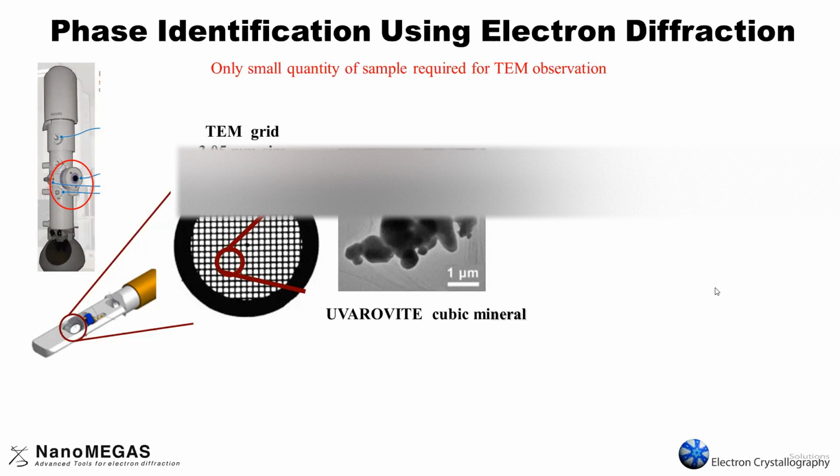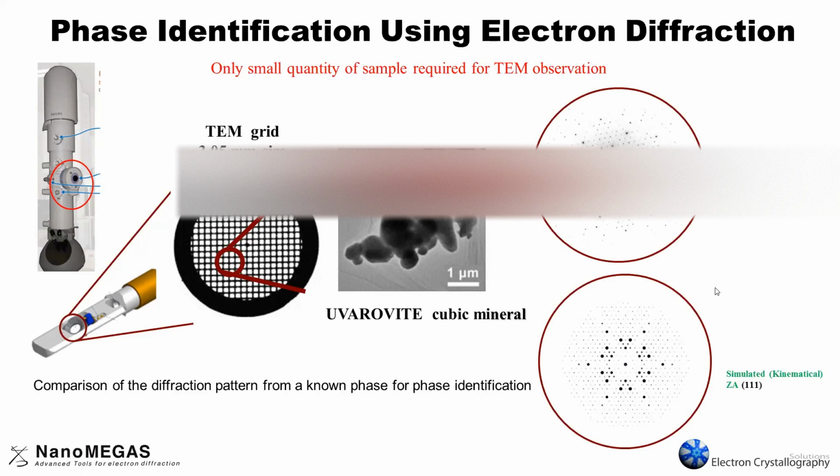The simplest method for diffraction is to compare the obtained diffraction patterns with simulated diffraction patterns from possible known phases, and if they match, then one can confirm the presence of a particular phase. In this example from a cubic mineral, you can see the experimental diffraction pattern compared with the simulated diffraction pattern at the bottom, and the obtained pattern matches the 111 zone axis pattern of that particular mineral.